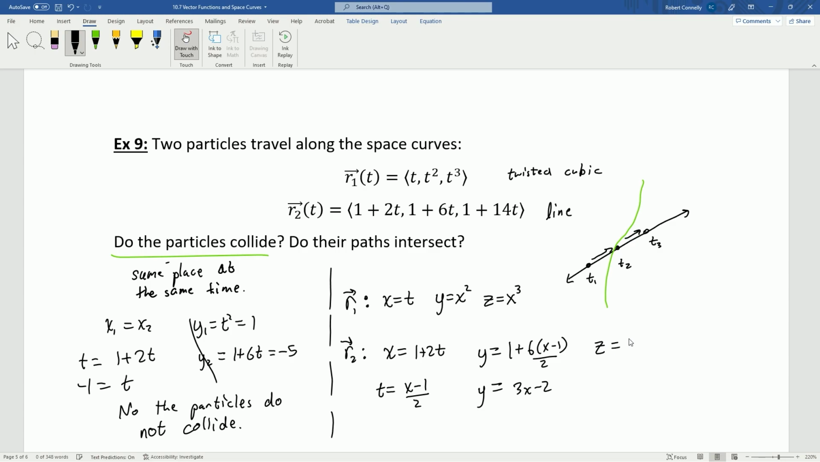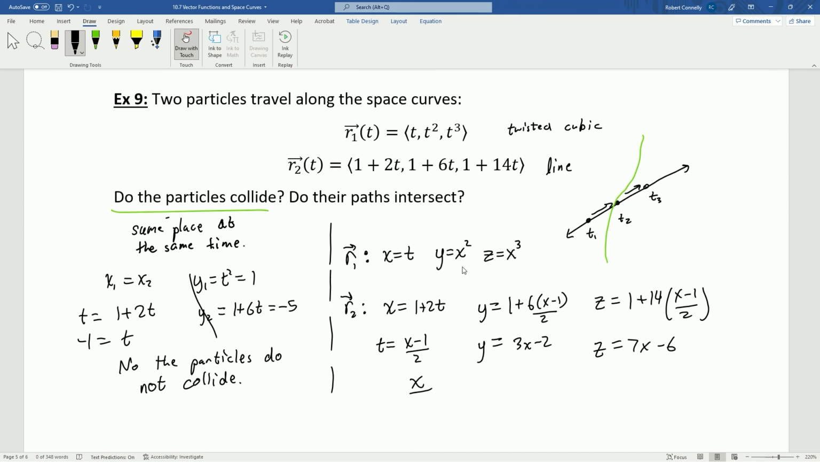And for z, we get 1 plus 14 times x minus 1 over 2. Okay, 14 divided by 2 is 7. That's 7x minus 7 plus 1. So that's 7x minus 6 for z. So now we're just looking at these. We're ignoring the t parameter and just considering x as my independent variable and y and z as my dependent variables.